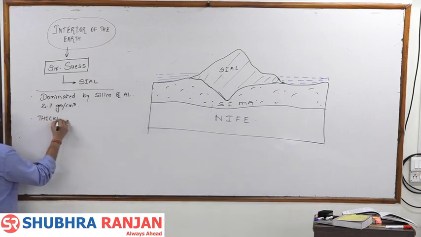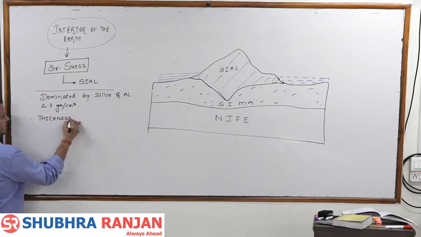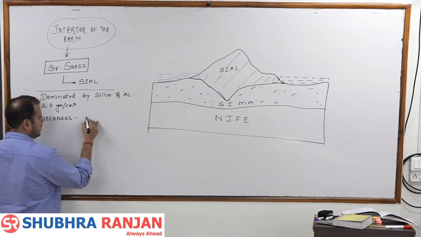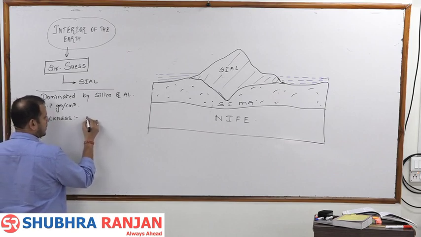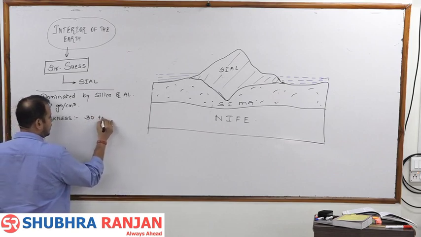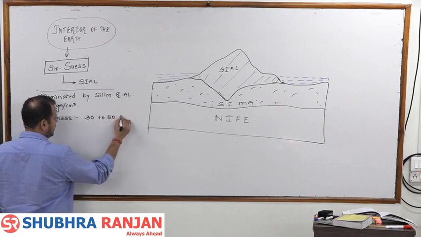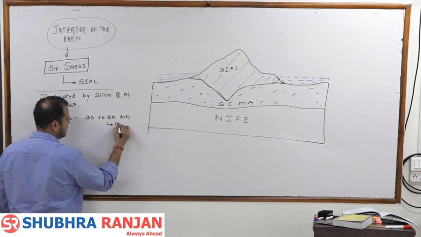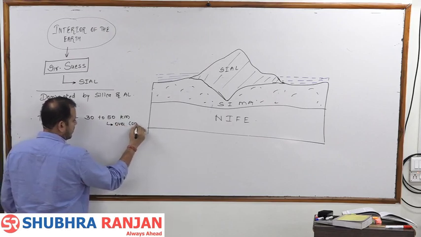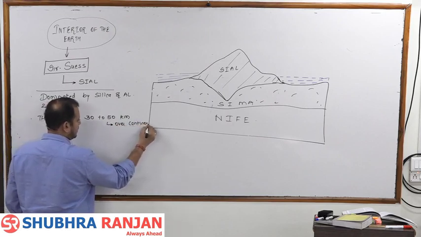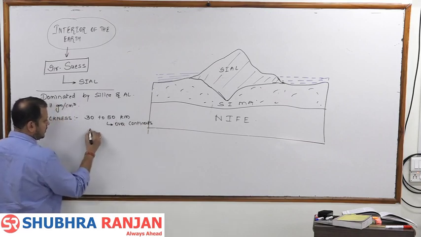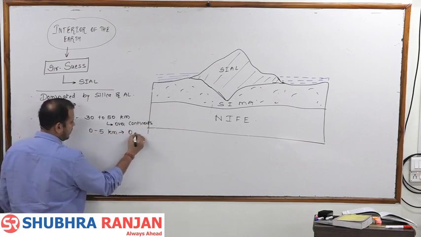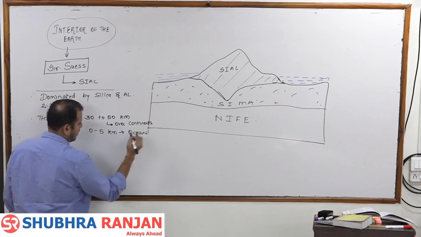Thickness, even in the exam you can write this answer only in points. इसमें कुछ ये नहीं. Thickness is between 30 to 50 kilometers over continents, and between 0 to 5 kilometers over oceans.